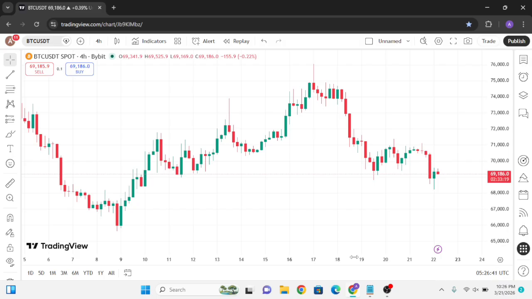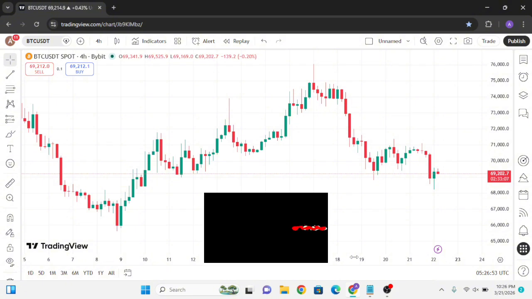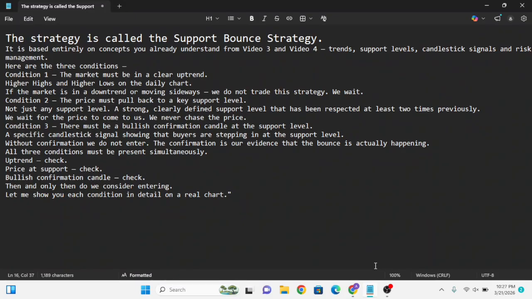This strategy I'm going to show you today has 3 conditions. These 3 things must all be present before you consider entry. If all 3 are present, you consider the trade. If any one is missing, you wait. That is the entire decision framework. Now, let me name this. This strategy is called the support band strategy.